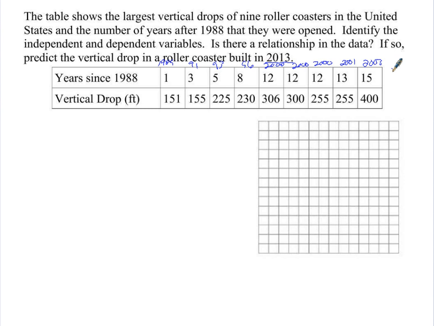Okay? So these roller coasters have this vertical drop here in feet. 151 feet here. That was like the tallest roller coaster in the world or something at that point. And then we started going up from there. All the way to 2003, they made this roller coaster that had a vertical drop of 400 feet. That'd be fun. I've been on it.